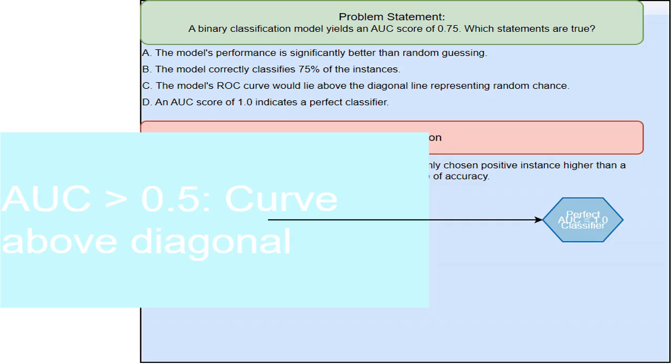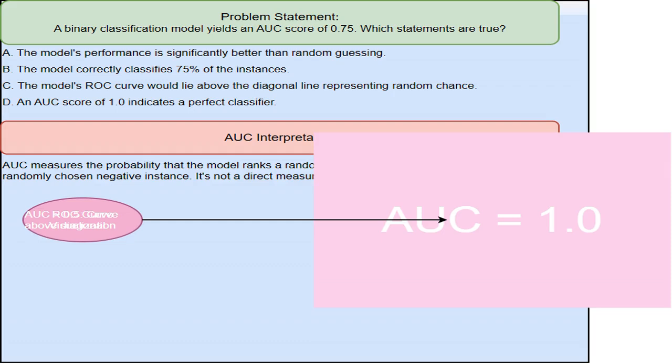A perfect classifier has an AUC of 1.0. This means the model perfectly separates all positive instances from all negative instances. It's the ideal scenario, but rarely achieved in real-world applications. An AUC score of 1.0 signifies a perfect model. In other words, the model can flawlessly distinguish between positive and negative cases, with no overlaps. It's the gold standard, but often unattainable.